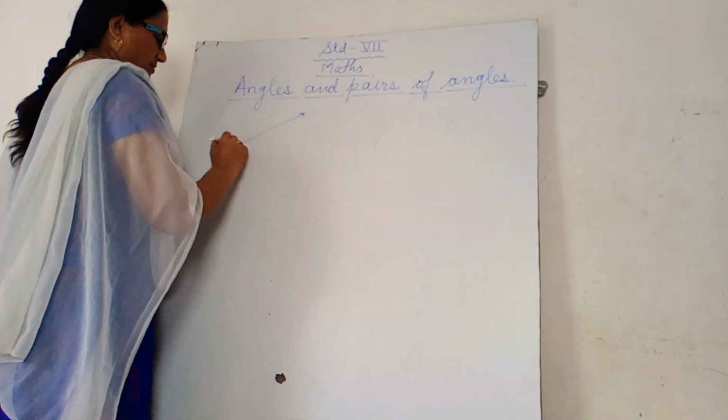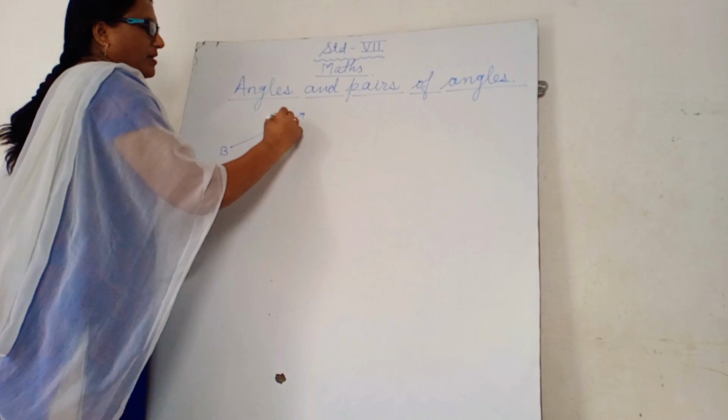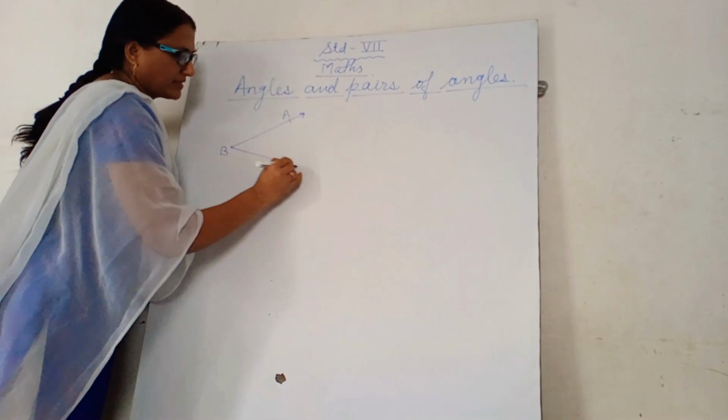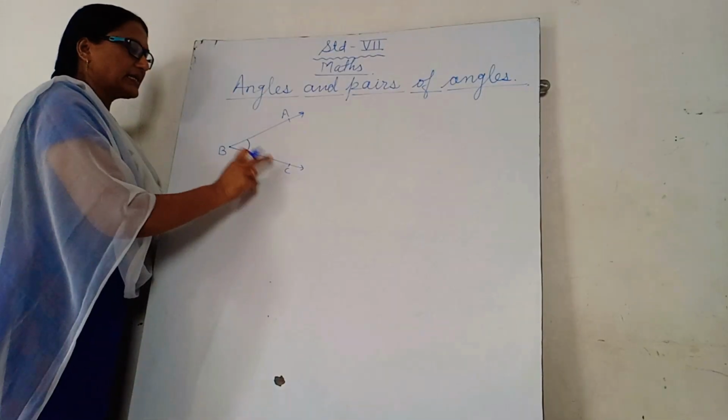This is a ray BA, and this one is ray BC. When two rays meet at a single point, an angle is formed. Now angle ABC is formed.